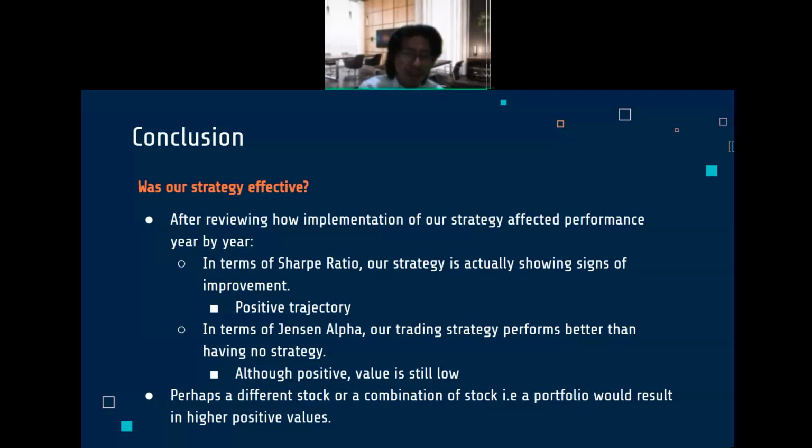In terms of Jensen Alpha, our trading strategy performs better than having no strategy. But a thing of note to keep in mind is that although the Jensen Alphas that we receive are positive, the value is still low. And perhaps a different stock or combination of stocks, i.e. a portfolio, will give us higher positive values in a second attempt at implementing our strategy.